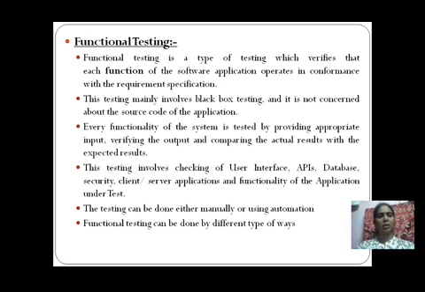Now functional testing can be done either manually or using automation, which means that we can do the functional testing in different ways. It can be done manually or using automation testing. Automation testing is a testing type which we need to consider for checking a particular application. It is also available in the market, and our organization is trying to use automation testing.